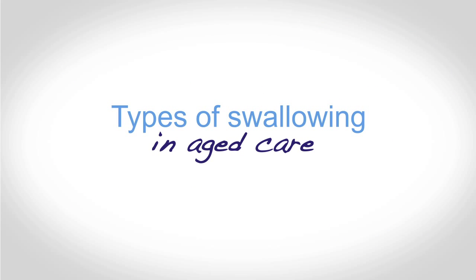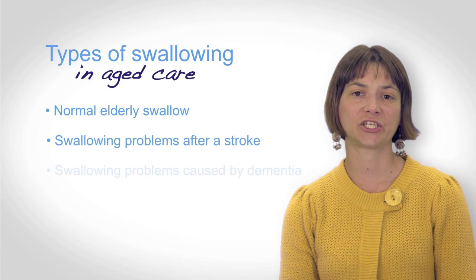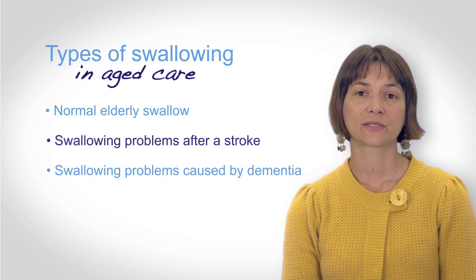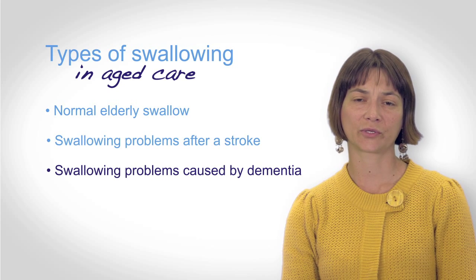Types of swallowing in aged care. The 3 most common types of swallowing found in aged care include an elderly swallow, swallowing problems after a stroke, and swallowing problems caused by dementia.